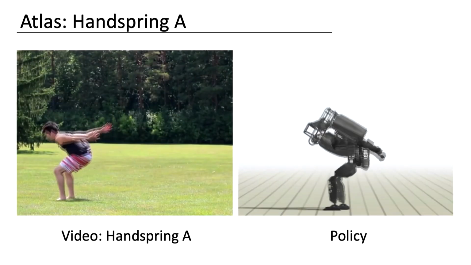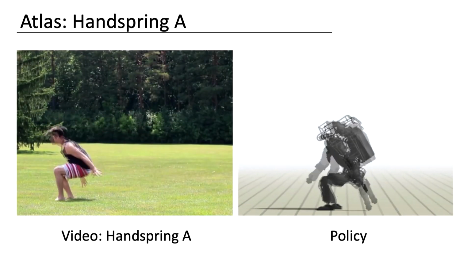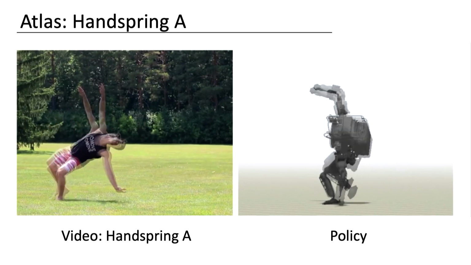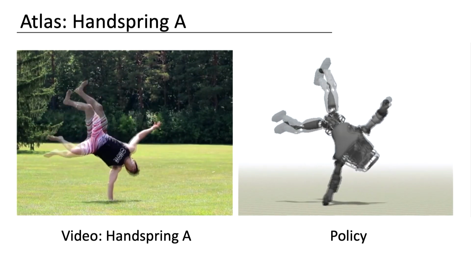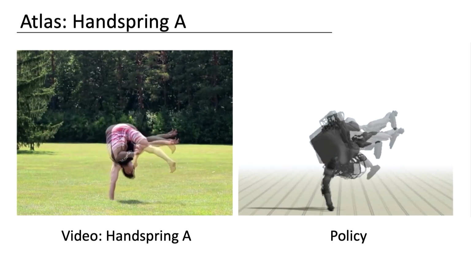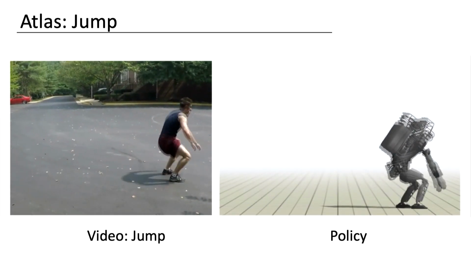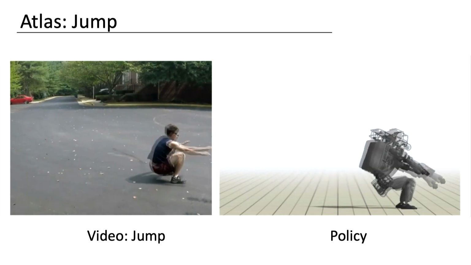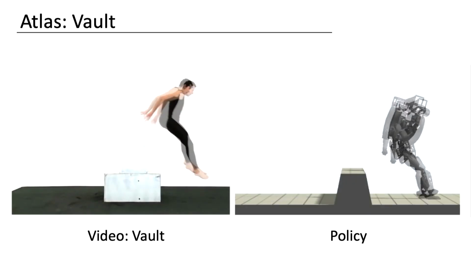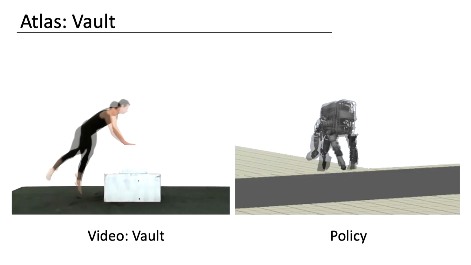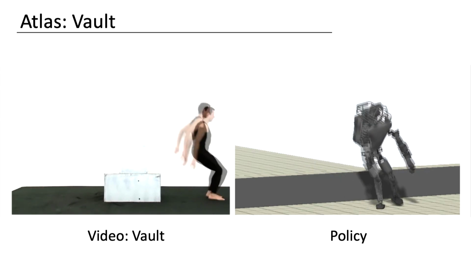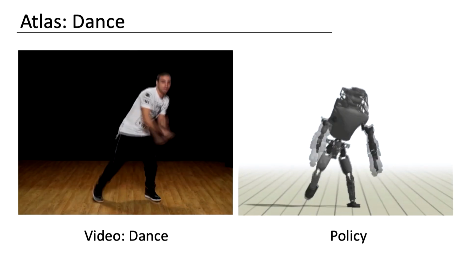But as before, we can also retarget motions to characters with different morphologies. So here's the simulated Atlas robot imitating a handspring from a video clip. You can also get the Atlas to jump, to vault, and to do a little dance.